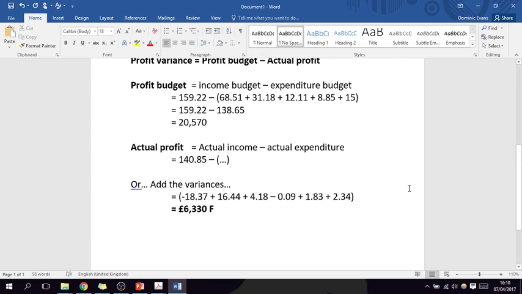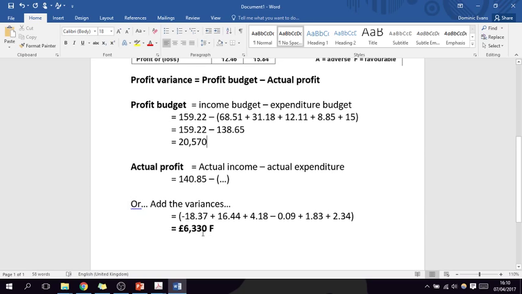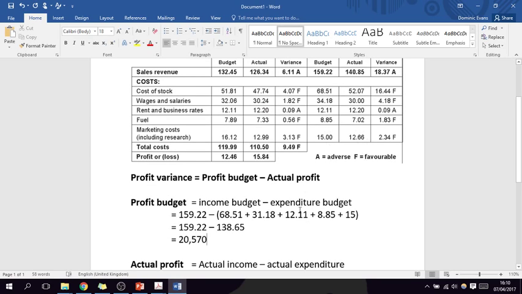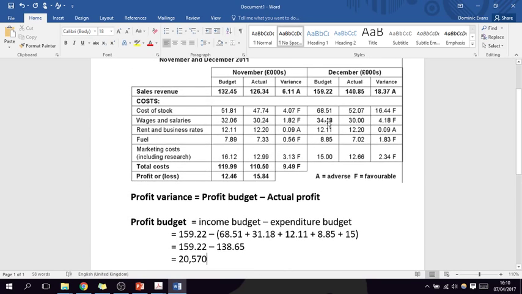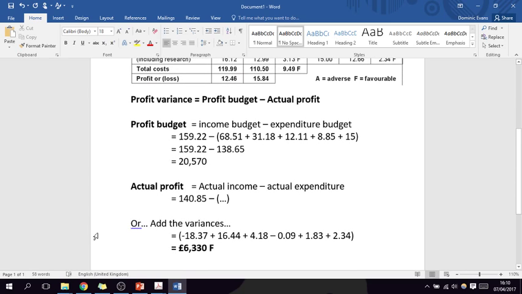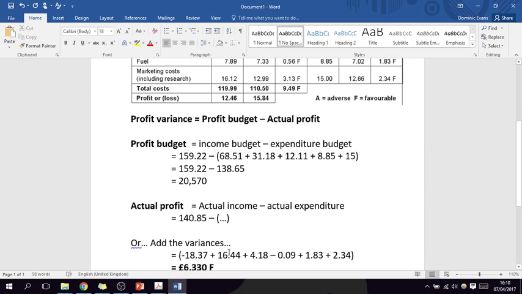And 6.33 becomes 6,330, and that is a favourable variance. So you can do it the long way. I would encourage you to just look at the variances though, if you get a similar question to this, because it's much quicker and there's less chance of making a calculation error there, and that question is worth 6 marks.